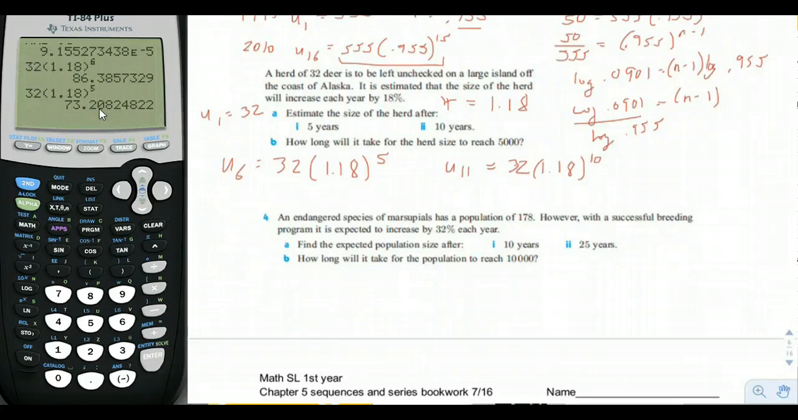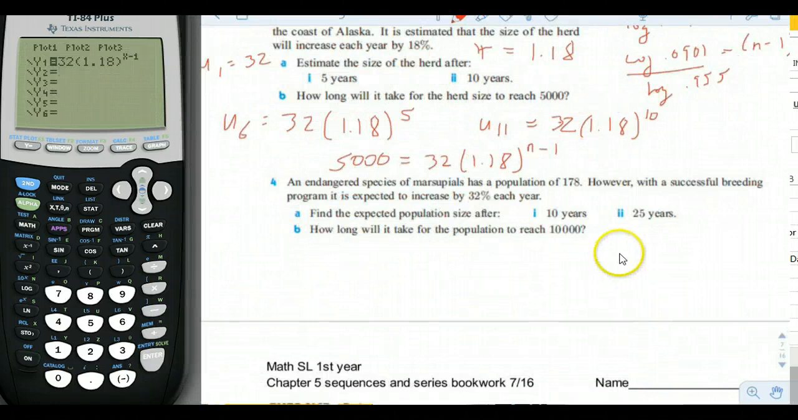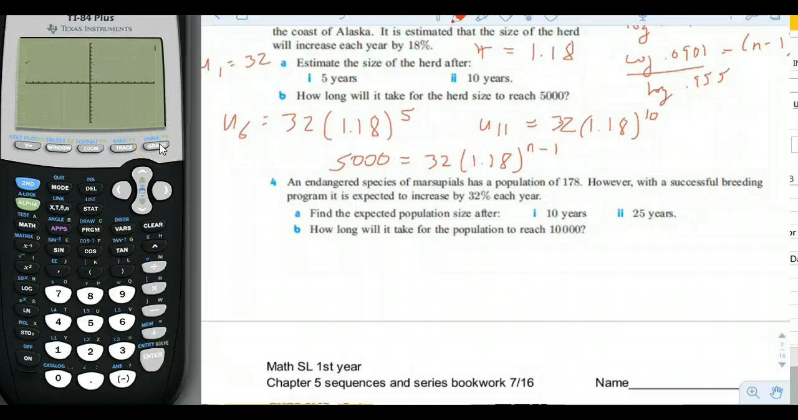How long will it take for the herd size to reach 5,000? You would use logs for this too. But you would have 5,000 equals 32 times 1.18 to the n minus 1. We've done a lot of examples with logs, so let's do one with graphing. So we could graph the right side of this, 32 times 1.18 to the x minus 1. We put it here and graph it. We can see that it is increasing steadily, and it's going off the screen, so we need to adjust the zoom here.